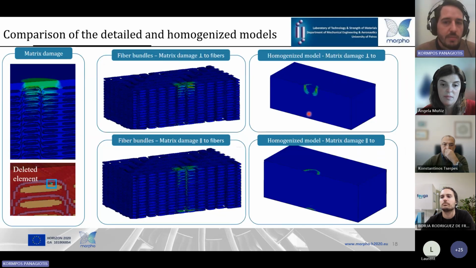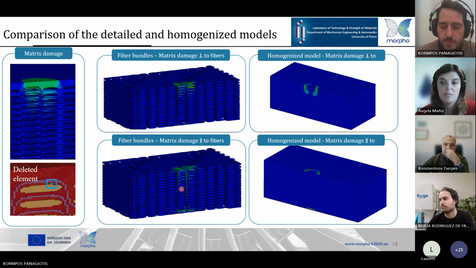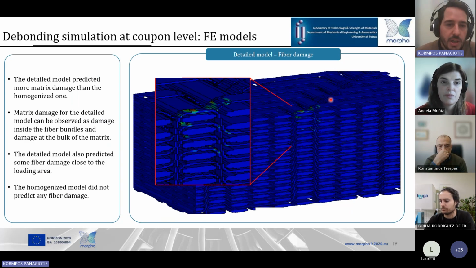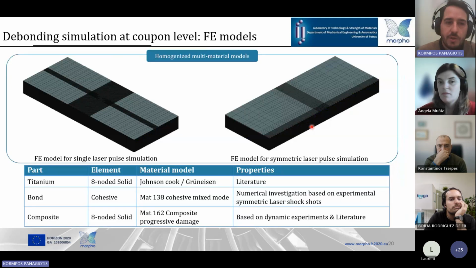Finally, comparison of the damage prediction between the homogenized and the detailed model shows that the detailed model is more accurate in the prediction of the location of the damaged areas. And the detailed model predicts a small localized fiber damage close to the damaged area, and the homogenized model did not predict that. But the homogenized model was found to be more efficient for the goal of disassembly, so it was chosen over the detailed one for its efficiency.